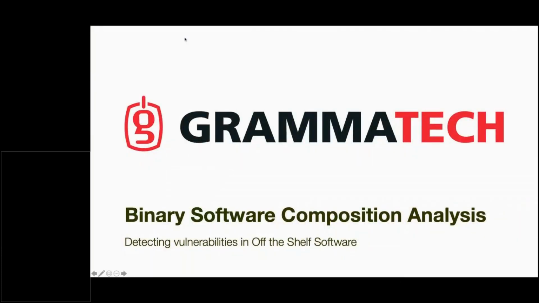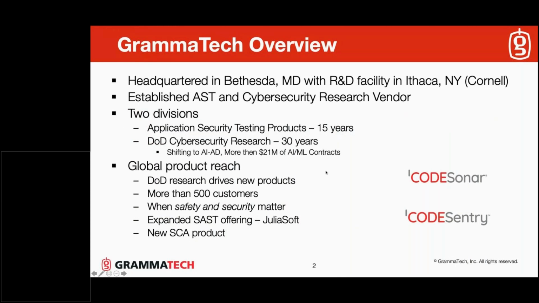So if you can let me know, hopefully you can see a big GrammaTech logo on the screen. So thank you very much to everyone at Know-How for inviting us today to present what is a relatively new technology stack for us in the binary software composition analysis area. For those of you who don't know us, the headquarters of GrammaTech is in Bethesda, Maryland. There's an R&D facility in Ithaca, which is very close to Cornell University, where a lot of the PhDs fall out of Cornell and into GrammaTech, I think.